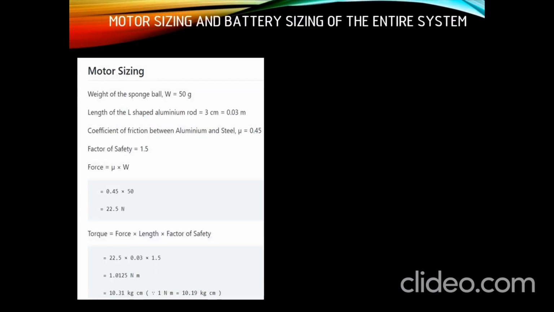Motor sizing. Weight of the sponge ball W is 50 grams. Length of the L-shaped aluminium rod L is 0.03 meter. Coefficient of friction between aluminium and steel mu is 0.45. Factor of safety is 1.5. Force is equal to mu into W. After substitution, force is 22.5 Newton. Torque is equal to force into length into factor of safety. After substitution, torque is 10.31 kg/cm.